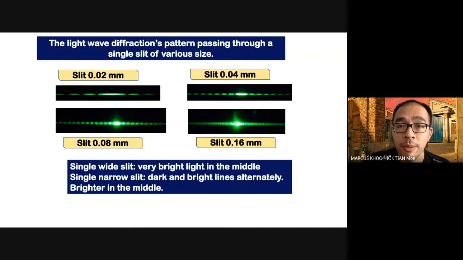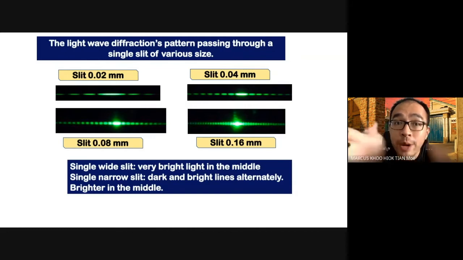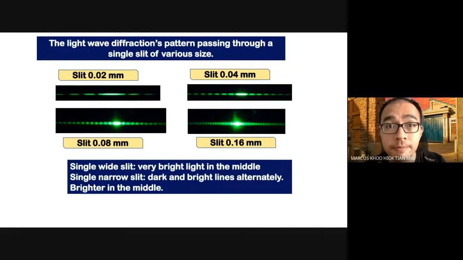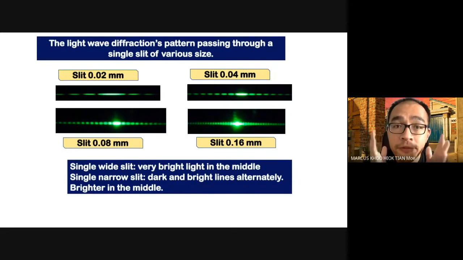Okay, because remember what happens after diffraction? After diffraction, the wave spreads out. So if the wave spreads out, by right it shouldn't be very bright in the middle. The very fact that it is very bright in the middle if you use a very big slit means that the diffraction is less.